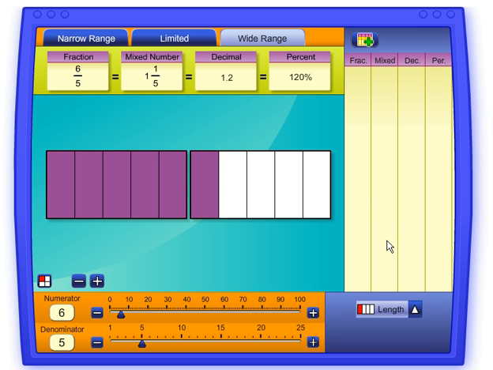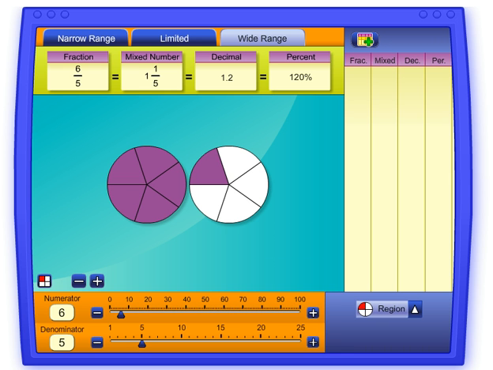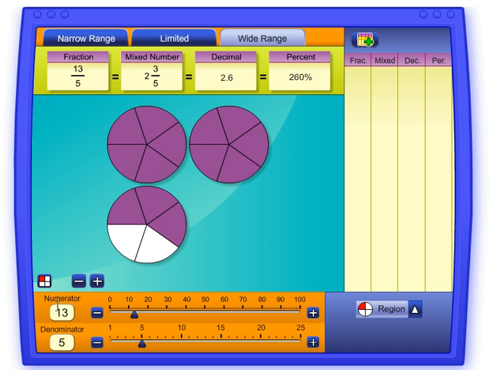Here's the length model. And finally, the area model. Now let's go to the fraction 13/5. I can use the slider here if I want to, or I can actually type in a number. This is a very flexible applet. So this is the fraction 13/5.